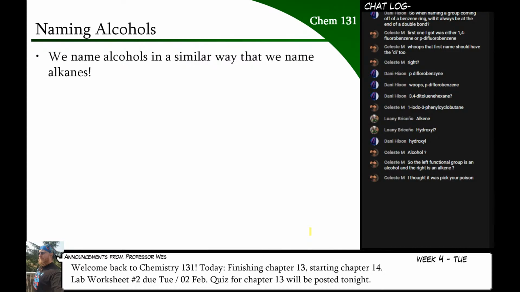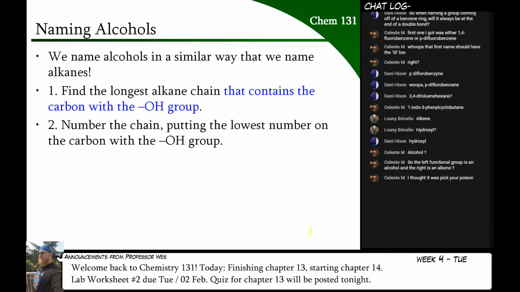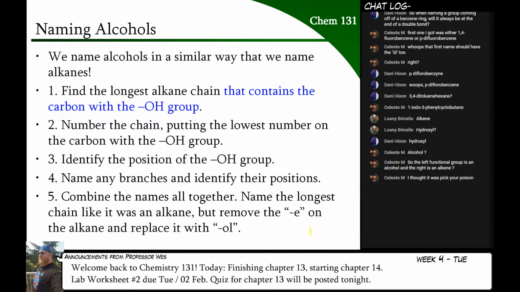All right, how do you name alcohols? Alcohols are really easy to name. We're going to name them in a similar way to how we name alkanes. It says alkanes here. I would say alkenes is probably more appropriate. But what you're going to do is you're going to number the longest chain that has the alcohol in it. And then just do everything else the same. The only thing that you're going to change is the very end. Instead of ending it with, like, cyclohexane, you would add -ol. So it'd be like cyclohexanol.